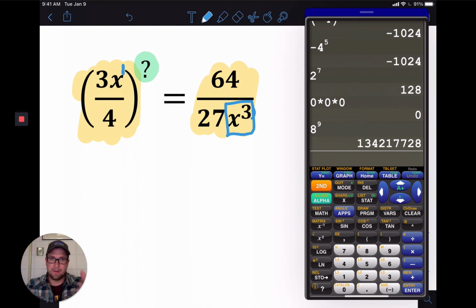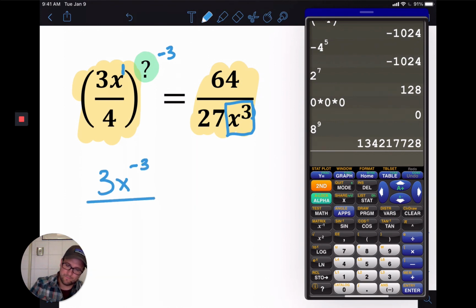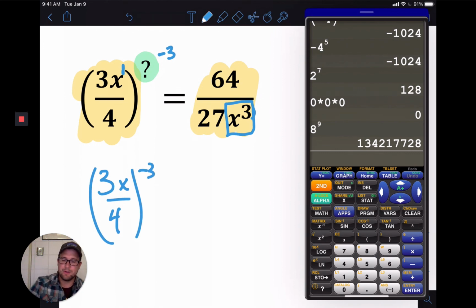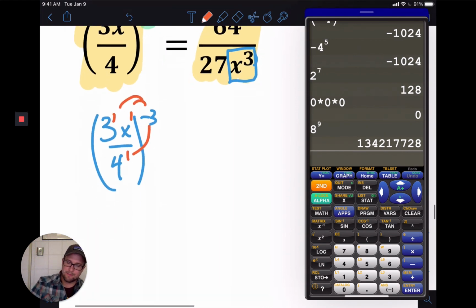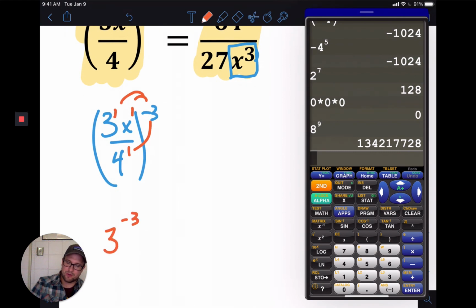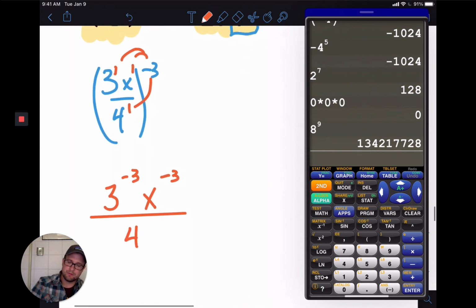Okay, well, let's think. If that's a positive 3 in the bottom, well, maybe this was a negative 3 up top. And now we just try. Let's just see what happens. If I had 3x over 4, all raised to the negative 3, we got to check to see if this works. Remember, parentheses mean multiply exponents, so you got to have exponents on everything. I'm going to end up with 3 to the negative 3, x to the negative 3 over 4 to the negative 3.